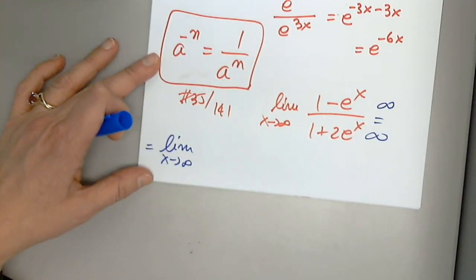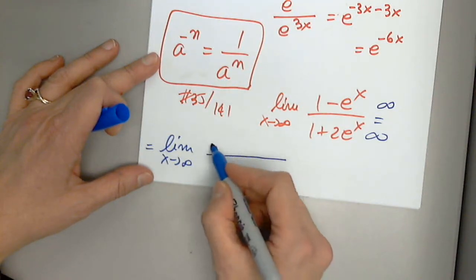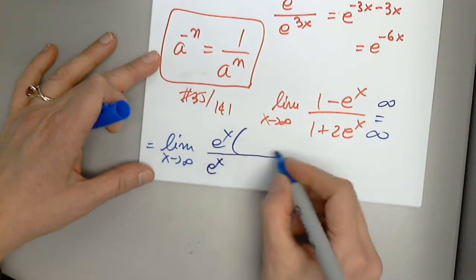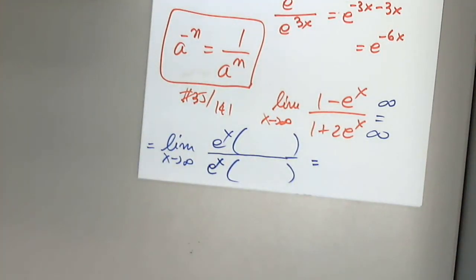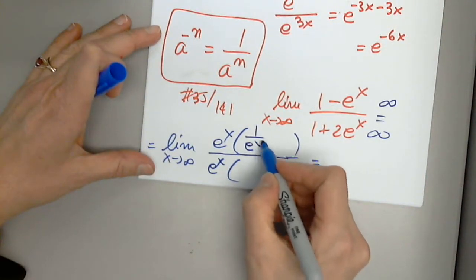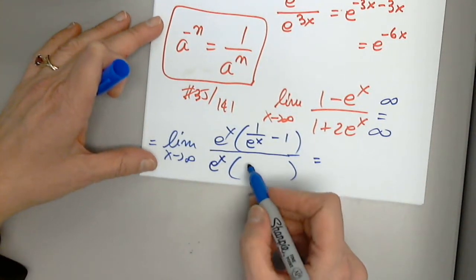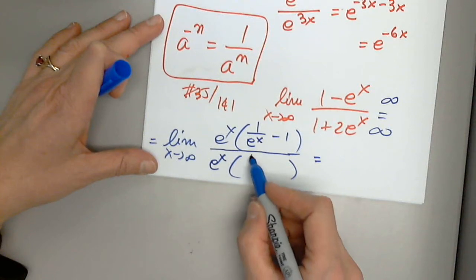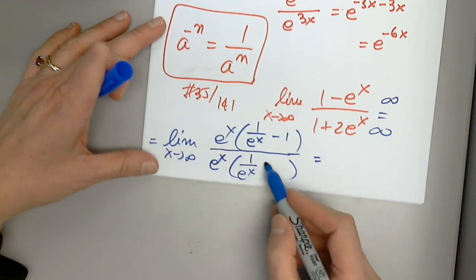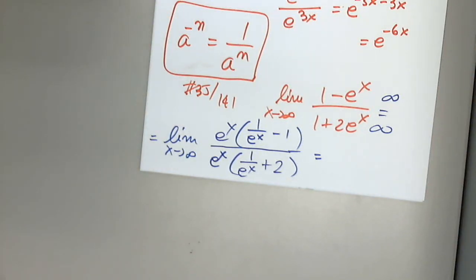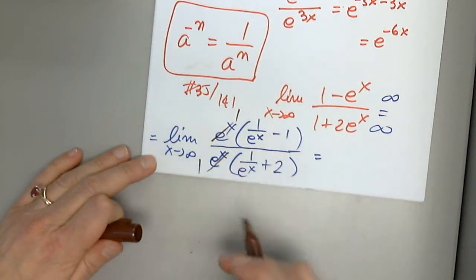So let's look at what I will pull out from the top. Very good. What will I pull out from the bottom? E to the x. Very good. So now we have to establish carefully what we have left in parentheses. Very good. 1 over e to the x, and then minus 1. Perfect. And the next one: 1 over e to the x plus 2. The next step would be, yes, I'm canceling these two because they are the same.